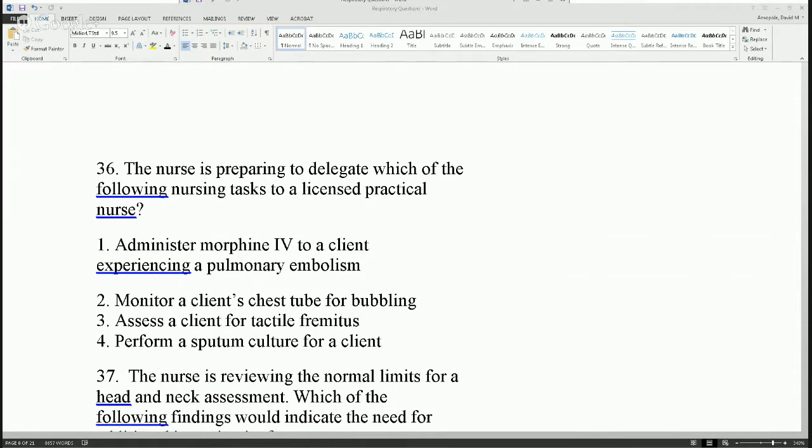So, Mr. Robert. Yes, sir. The nurse is preparing to delegate which of the following tasks to a licensed practical nurse? Four. There you go. The LPN has the knowledge and skill to perform a sputum culture for a client. Administering morphine to a client, monitoring a chest tube, or assessing are RN tasks.